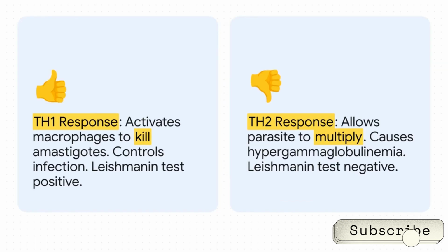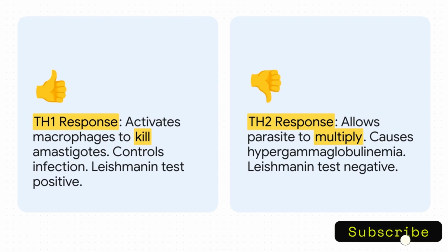Now, what's really interesting here is how our body fights back, and this is a key concept. It's like a tale of two T cells. Your immune response can go one of two ways. If your T helper 1, or Th1 response kicks in, that's the good response. It activates your macrophages to actually kill the parasites and control the infection. But if your T helper 2, or Th2 response takes over, that's the bad response. It leads to this polyclonal B-cell activation, which causes hypergammaglobulinemia, and crucially, it allows the parasite to multiply unchecked. So the outcome of the infection literally depends on which side wins this internal battle.